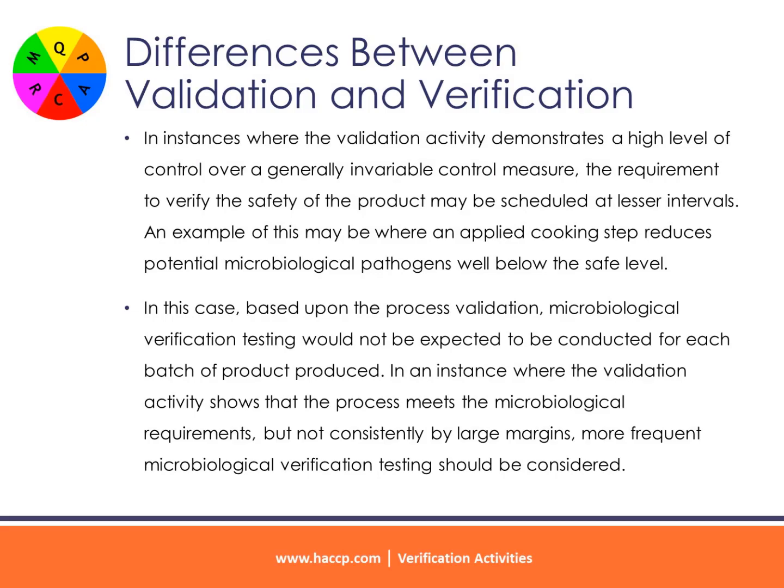In instances where the validation activity demonstrates a high level of control over a generally invariable control measure, the requirement to verify the safety of the product may be scheduled at lesser intervals. An example of this may be where an applied cooking step reduces potential microbiological pathogens well below the safe level. In this case, based upon the process validation, microbiological verification testing would not be expected to be conducted for each batch of product produced. In an instance where the validation activity shows that the process meets the microbiological requirements, but not consistently by large margins, more frequent microbiological verification testing should be considered.